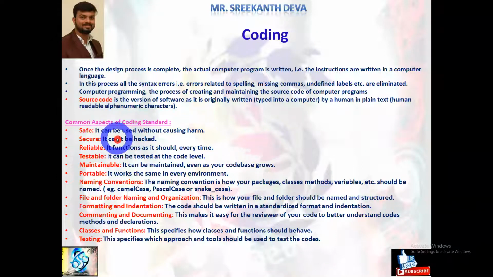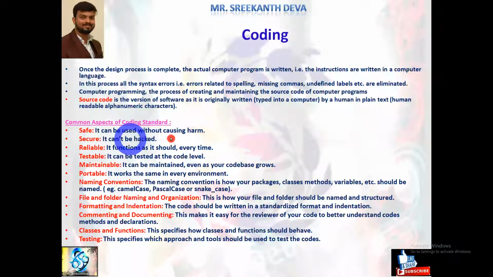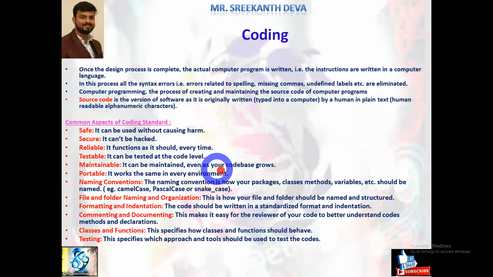What are the common aspects of coding standards? Every programming language has its own coding standards. You must follow them. Safe: it can be used without causing harm. Secure: it cannot be hacked. Reliable: it functions as it should every time. Testable: it can be tested at the code level. Maintainable: it can be maintained even as your code base grows. Portable: it works the same in every environment. You can carry the code and run it on different platforms.